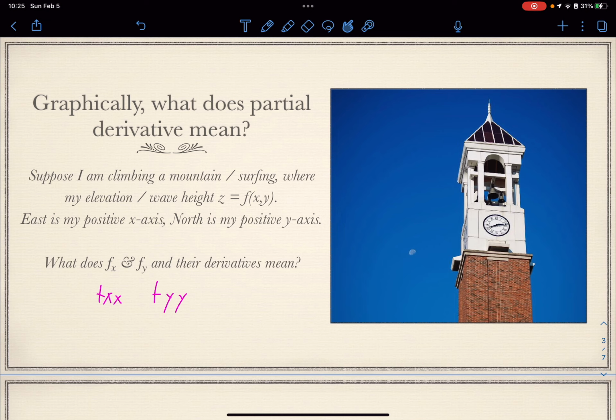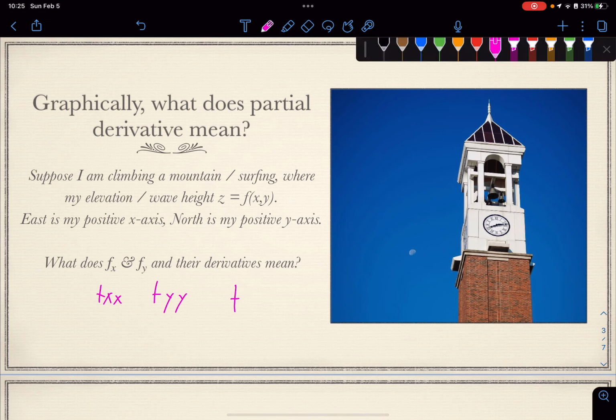We're going to briefly mention fxy and fyx. These two quantities, most of the time, are equal to each other, but not always. I'm going to touch base on this, and then we will learn about this much later in chapter 17. But right now, just remember this: often, but not always equal.